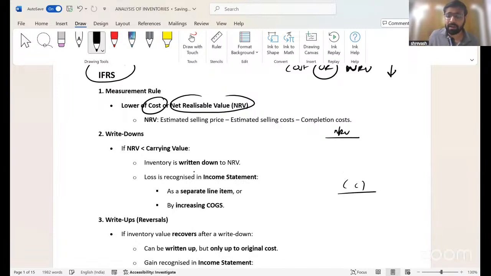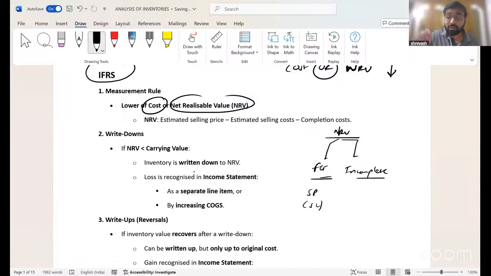So whenever I'm finding NRV, there are two types of goods that I'm dealing with: one that is already finished, and something that is incomplete or yet to be ready for sale. Sir, for something that is already finished, how do I find out NRV? It is pretty simple: whatever my selling price is minus the selling cost.